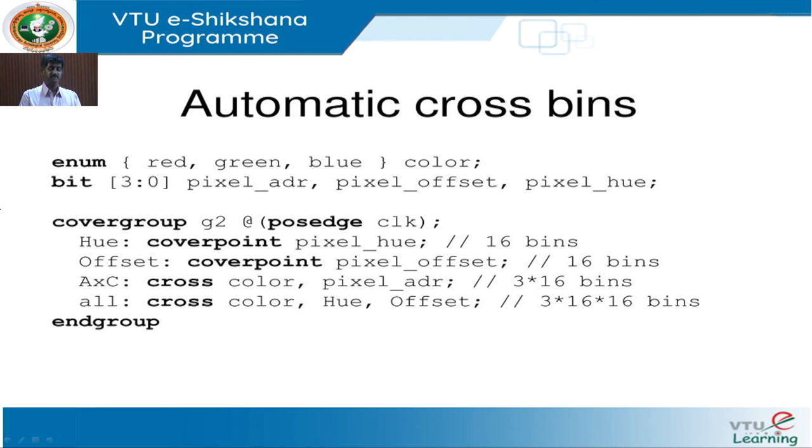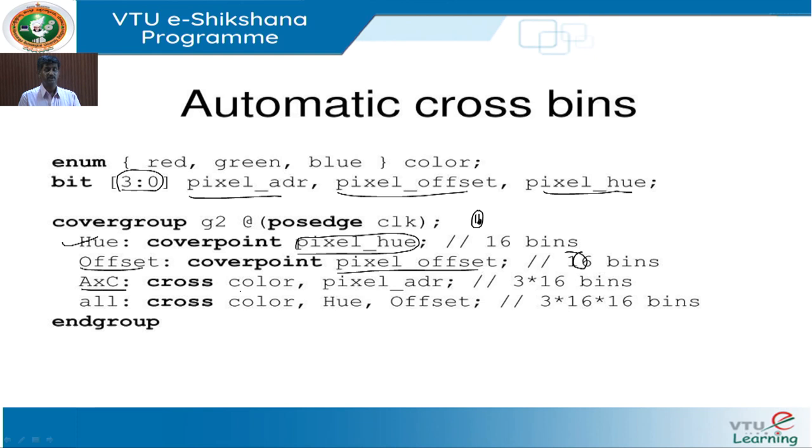So automatic cross bins, let us take a simple example here. Red, green, blue. I am just checking the pixel colors, RGB colors. Each color will have a 4 bit size. I am just recognizing it as a 4 bit size, through the address of the pixels, the offset of the pixels and the hue. So cover group G2, at the positive edge of the clock. I will define a hue, which takes the pixel value, pixel hue. That is 4 bits, so I have 16 bins to define that. Offset takes the pixel offset of 16 bins.